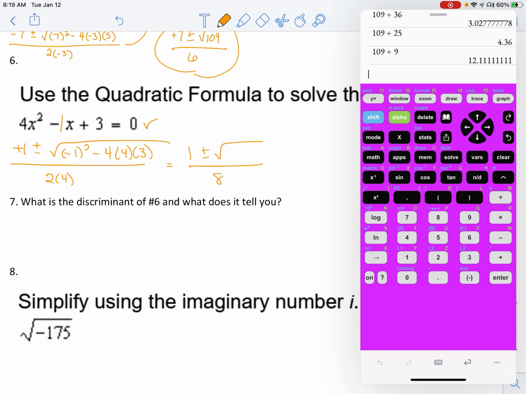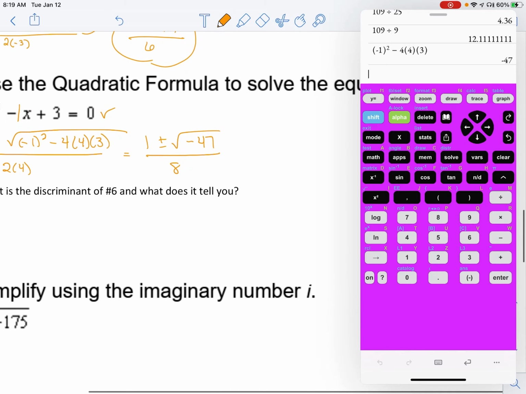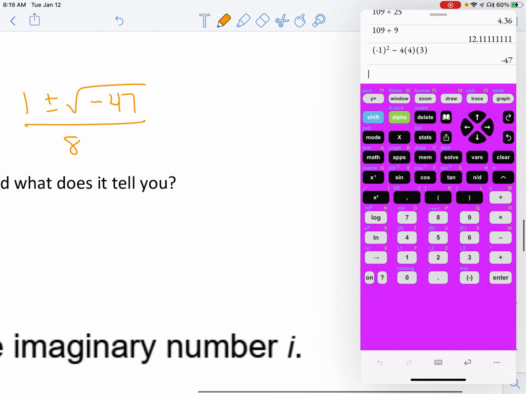Bottom is going to be 8. Let's do negative 1 in parentheses. Please make sure you include your parentheses. If you do not include parentheses with negatives, it will not work properly. So negative 47, good. We finally have an i problem. And I'm hoping you know why this is an i problem. Anytime we have a negative inside our square root, we're going to pull a negative out. So it's 1 plus or minus i square root of 47 all over 8.